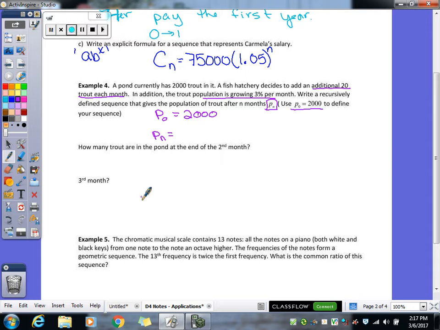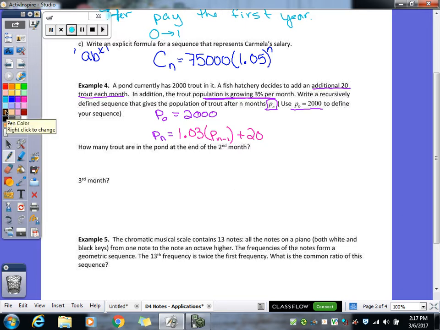So starting with 2,000, what we have to keep in mind is it's growing on its own by 3%. So that's going to be 1.03 times p of n minus 1, which just means our previous term. So there's our growth by our 3% each month. But then we have to add a 20 in here because they also add an additional 20 trout each month. So this formula is a little bit different. You've got your growth, and then you've got your additional 20.